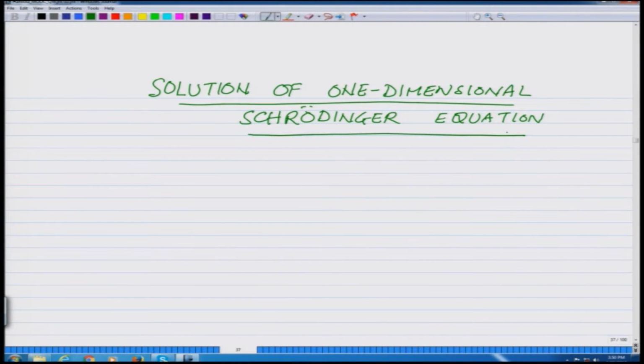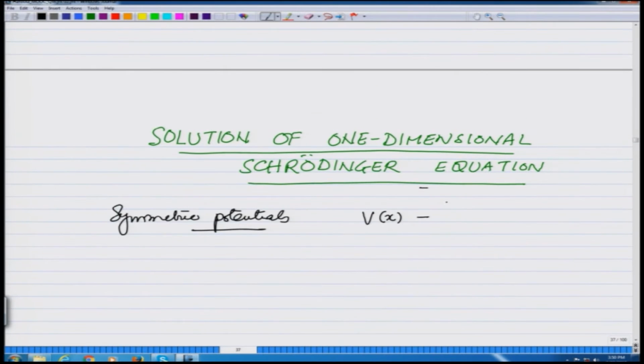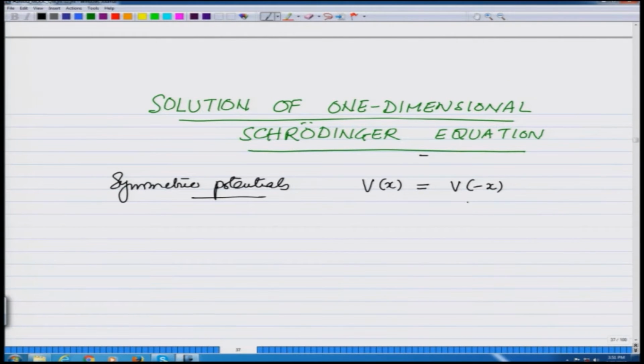And since I am starting with simple problems, I will start with something called the symmetric potentials. And what I mean by that is that if I go from positive x to negative x, the potential does not change. So, V x is V minus x. For example, if I take a potential which is simple harmonic, that is V x equals 1/2 k x square, it is the same for the negative x's and the positive x's. So, this is a symmetric potential.